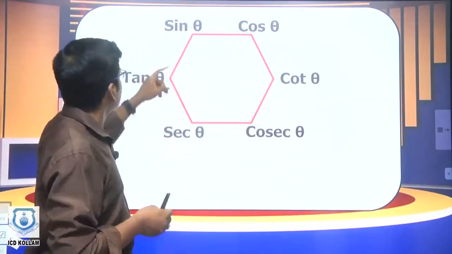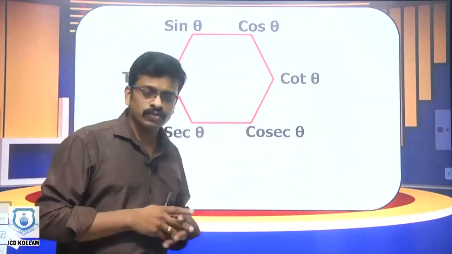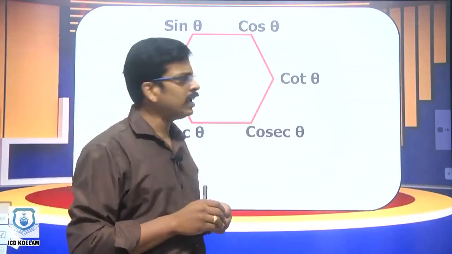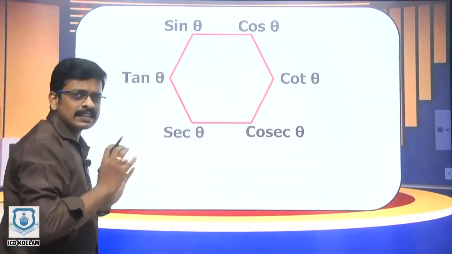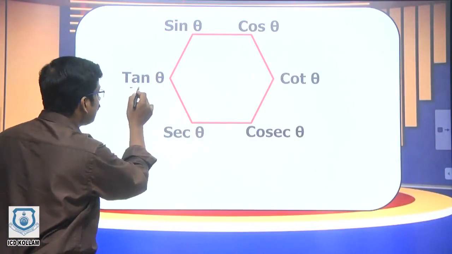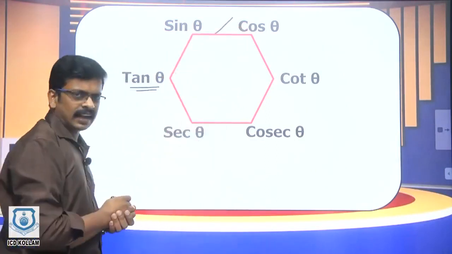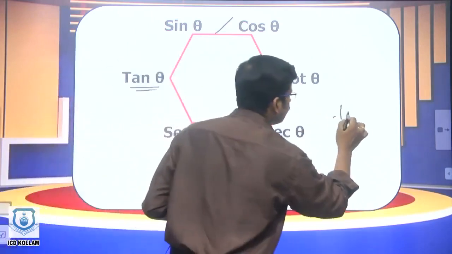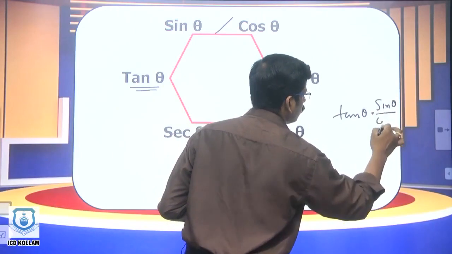Actually we need to write a small c in the case of cos and cosec, and all other trigonometric functions are written in small letters. That was a typographical error. So we should write small s for sin. Now if you need to find tan theta, just sin theta by cos theta is tan theta. So we can say tan theta equals sin theta by cos theta. You know that.